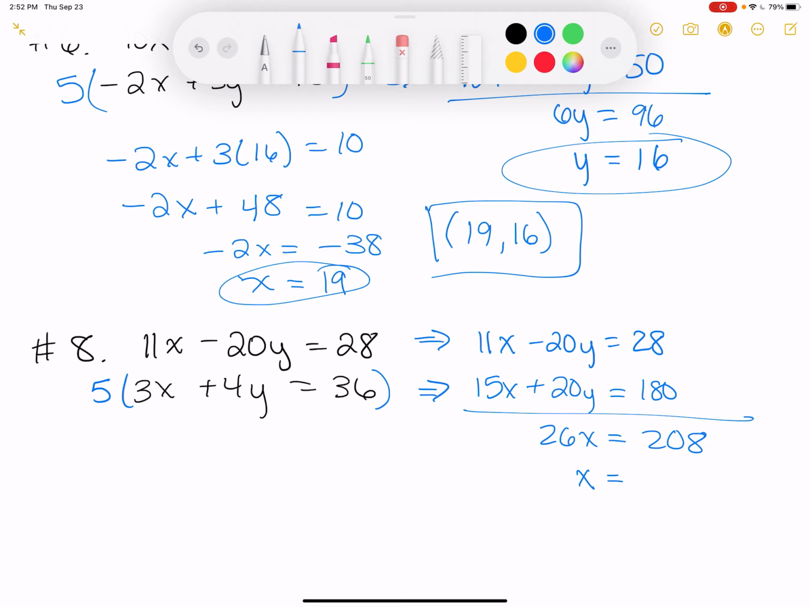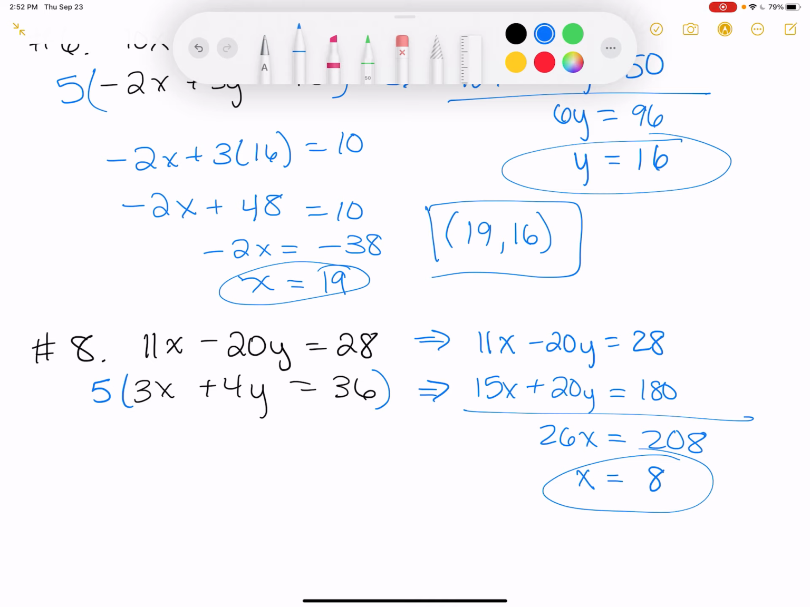X equals whatever that's divided by. I'm just going to do it really quickly so that it's out of the way. It's 208 divided by 26. It's 8. All right, so x is equal to 8.